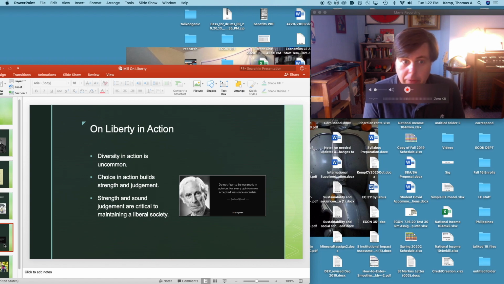Next bit, on liberty in action. So if we proceed from the thinking that diversity in thought and opinion is a strength because it yields a broader set of solutions to problems as well as an improved set of information about choices and outcomes, then what follows is how do we ensure or how do we encourage liberty? How do we encourage that diversity?